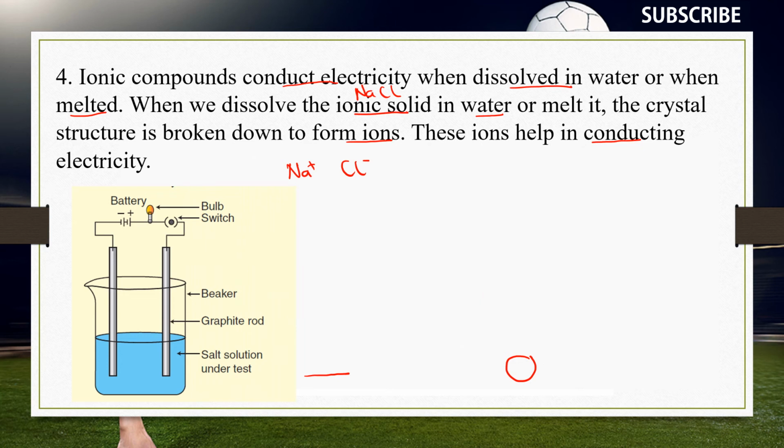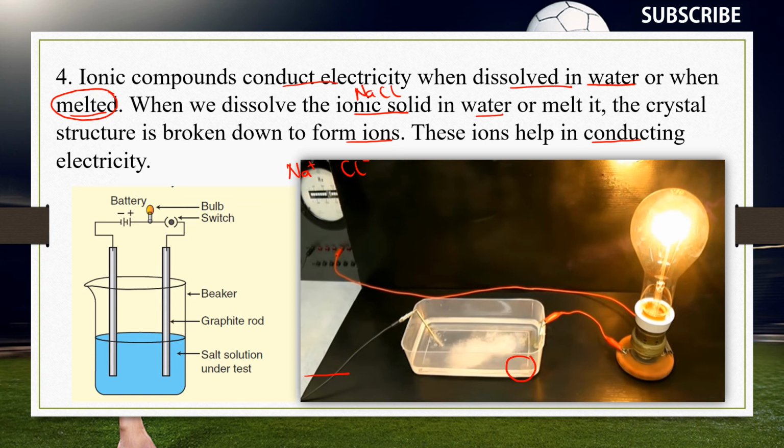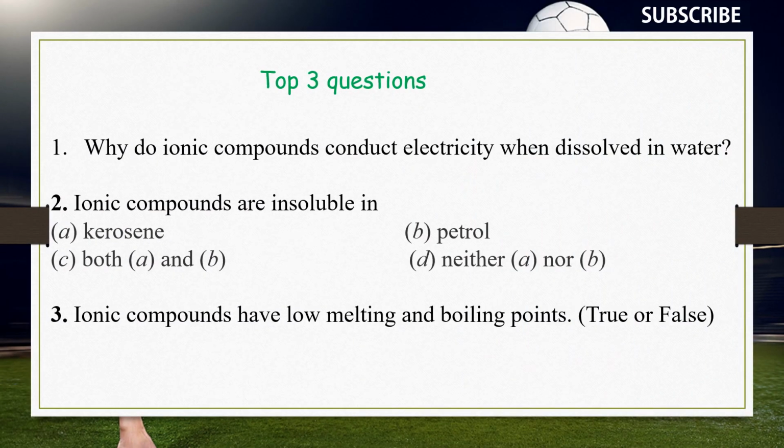This is basically because the ions are free to move in solution, that is to say when dissolved in water, or in molten form, that's when you have melted the compound. So if you try this setup here and you try to complete the circuit using our salted water, you will realize that it will actually conduct electricity. With the help of the bulb lighting, it will show that there is a flow of electricity. So those are our top 4 properties of ionic compounds.